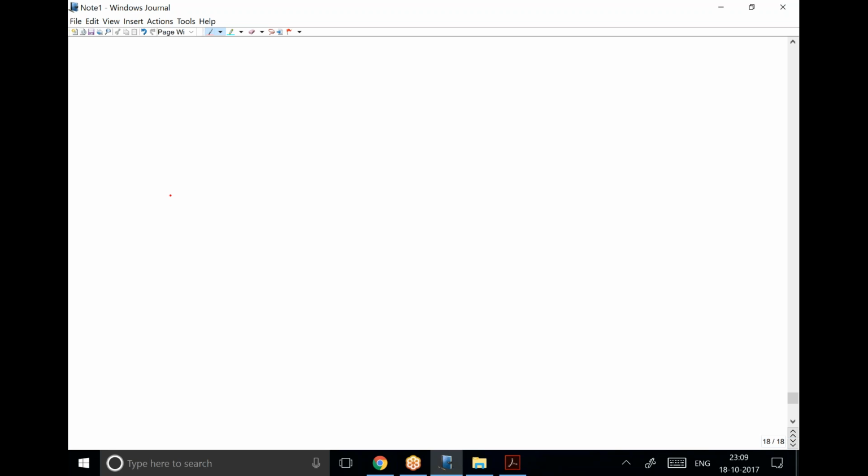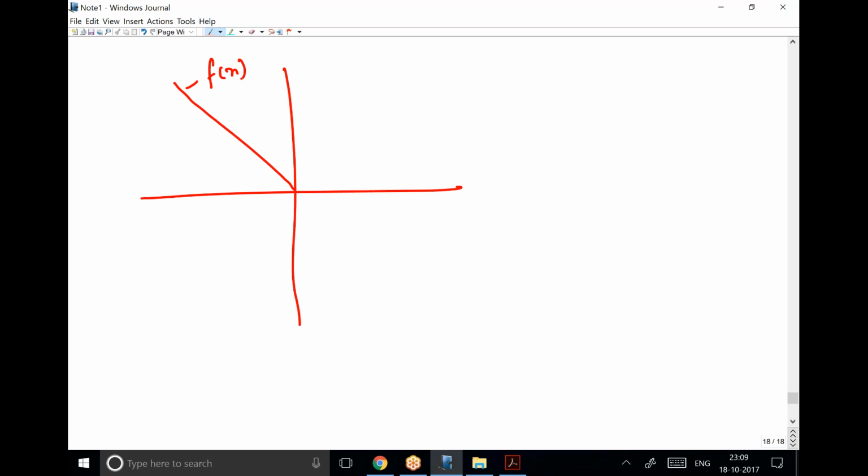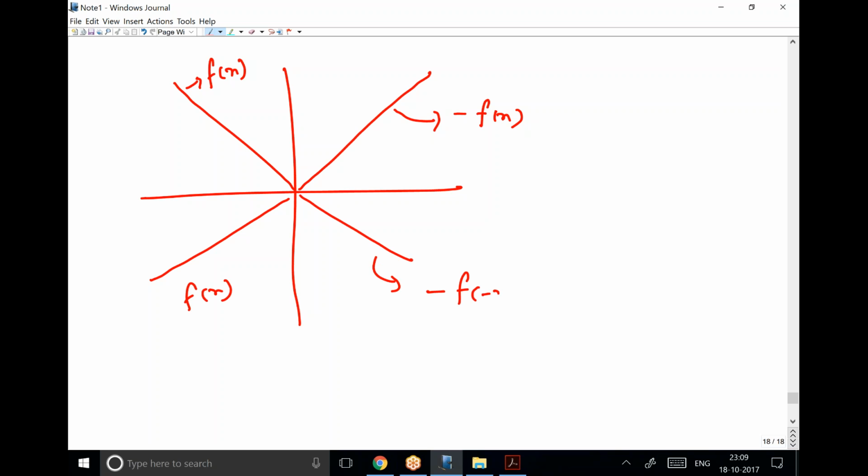So please remember, when you are dealing with functions, if this is representing f(x), then if you take y-axis as a mirror, this becomes f(-x). About the x-axis it becomes -f(x), but about the origin it becomes -f(-x). So these are the three scenarios which you're supposed to remember.